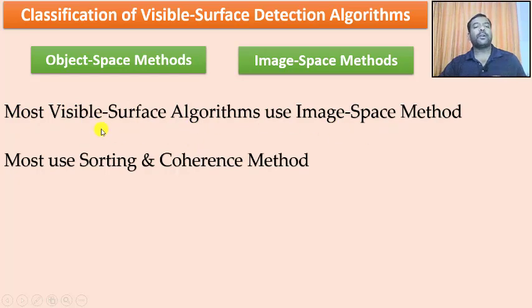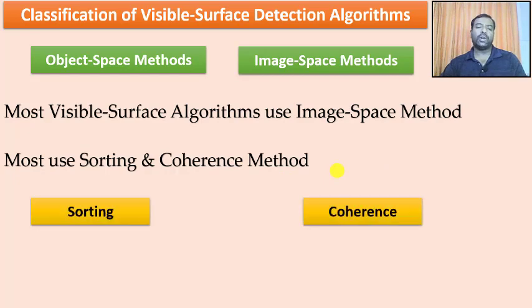And we are going to perform this operation either in the object space or image space by using a sorting or coherence method. Fine. We are going to sort the objects and tell exactly which object is in the front and which object is at the back, along with the parts of the objects too. Or we are going to use a coherence method. I'll just tell you what sorting is and how the coherence method works.